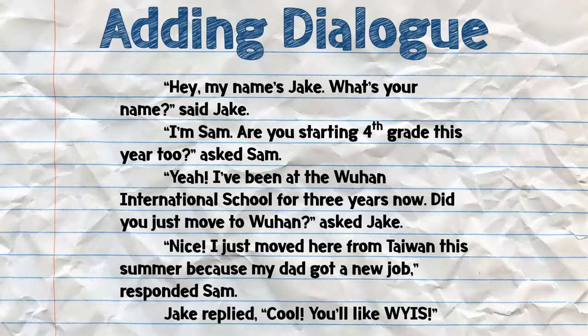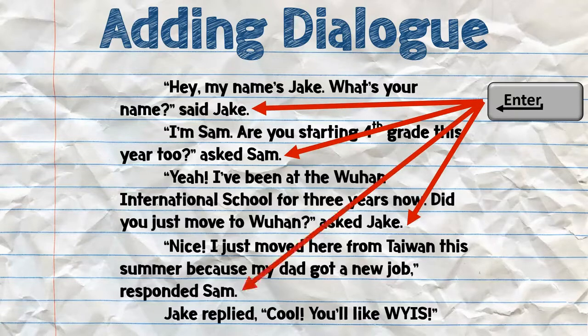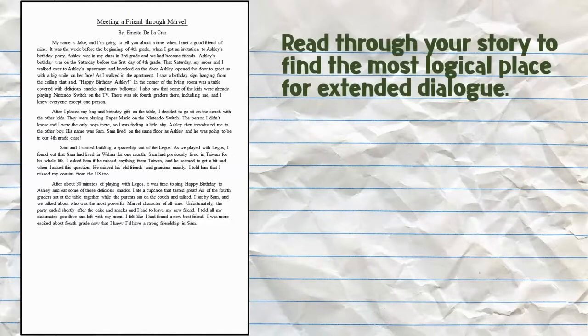Now this is 5 exchanges of dialogue, but notice there's something interesting here. Enter is pressed every time a new person speaks. So every time a new person speaks dialogue, you have to press enter to start a new paragraph. This is unlike a normal paragraph, which has 4 to 5 sentences. With dialogue, you press enter every time a new person speaks. Now you don't want to just add dialogue anywhere. You want to make sure it's a logical place for your extended dialogue.